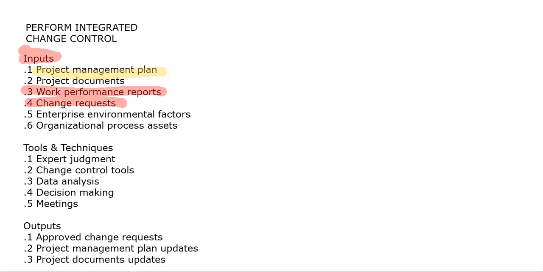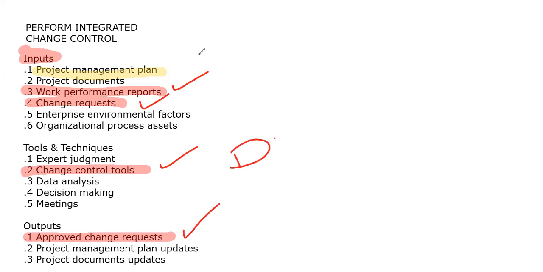Taking a look at the tools and techniques, there's one that stands out and it's change control tools. You do not find this anywhere else. Taking a look at the outputs, there is one that stands out and it's approved change request. You do not find this anywhere else as an output. So for every one of the 49, you need to whittle all of these 14 things down. You see what I did? Instead of thinking about all of these big old 14 things, I took these unique ones.